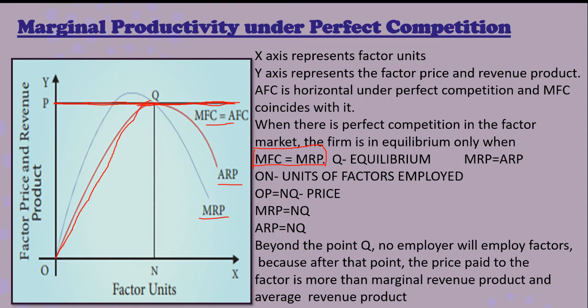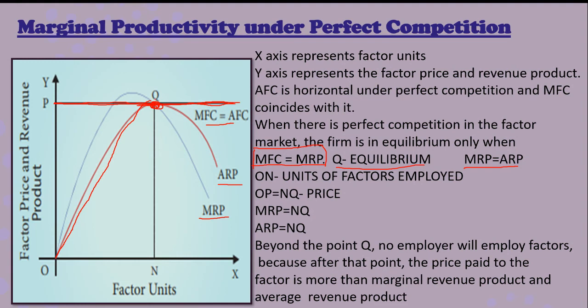So where is the MFC curve? This is the MFC curve. Where is the MRP curve? Blue color is the MRP curve. So this point is called the equilibrium. It is marked with the alphabet Q. So Q is the point of equilibrium. At this point, MRP is equal to ARP also. So at this point, MFC is equal to MRP and MRP is also equal to ARP.